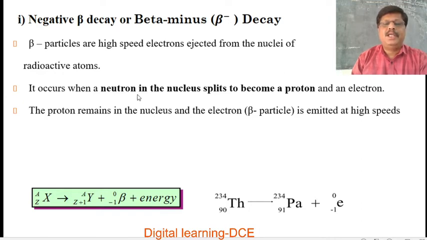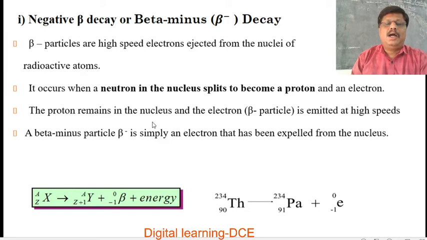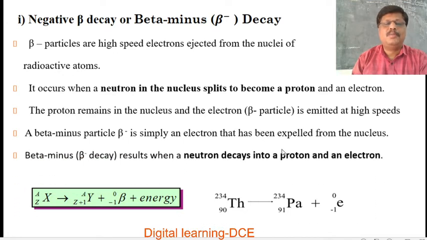What happens when a neutron is converted into a proton? The proton remains in the nucleus and the electron, that is the beta particle, is emitted at high speeds. A beta minus particle, represented by beta minus, is simply an electron that has been expelled from the nucleus due to conversion of a neutron into a proton. Beta minus decay results when a neutron decays into a proton and an electron, as I explained.